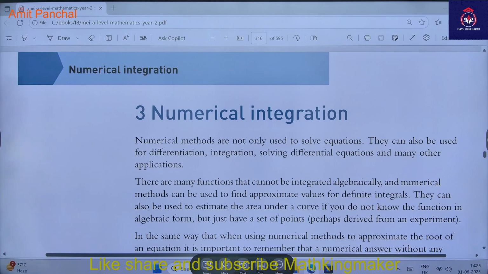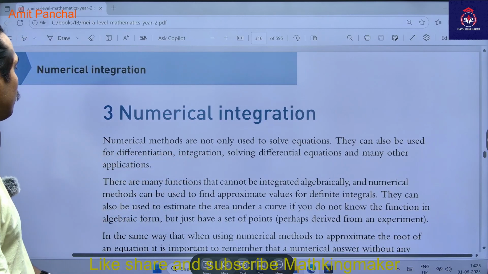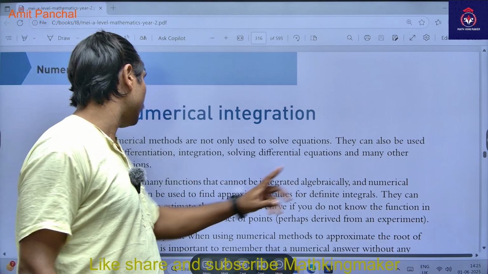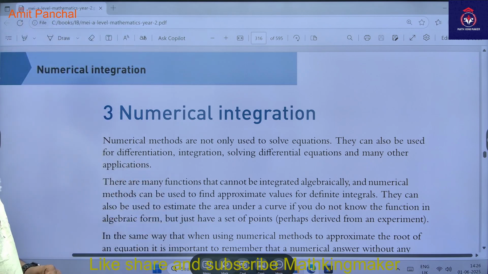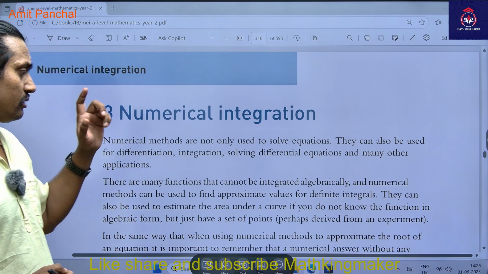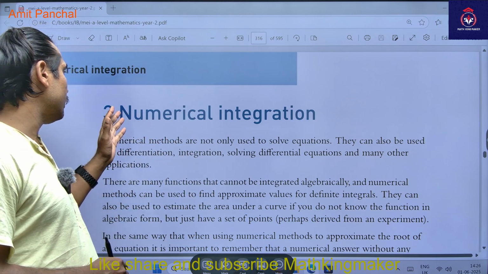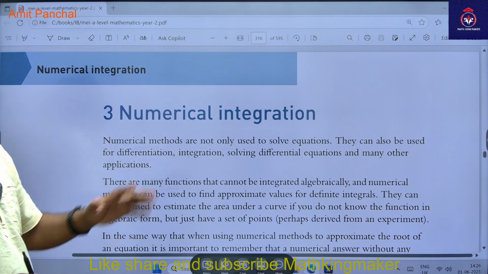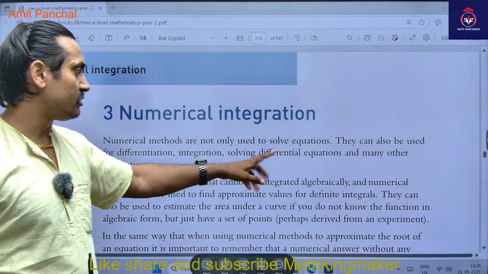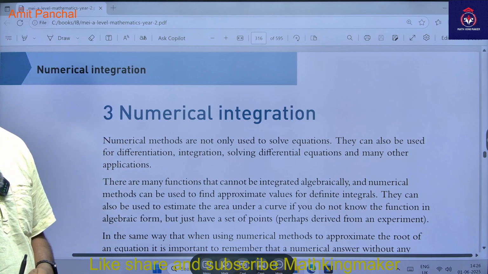So numerical methods are not only used to solve equations, they can also be used for differentiation, integration, solving differential equations and many other applications. There are various integrations which can't be found by the formula, so they can only be found by numerical methods. And sometimes it is not easy to solve differential equations, and that time also your numerical method is very helpful.